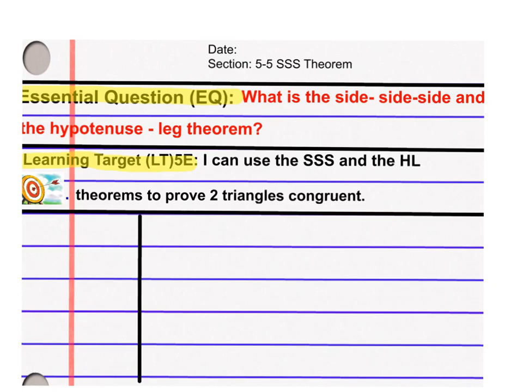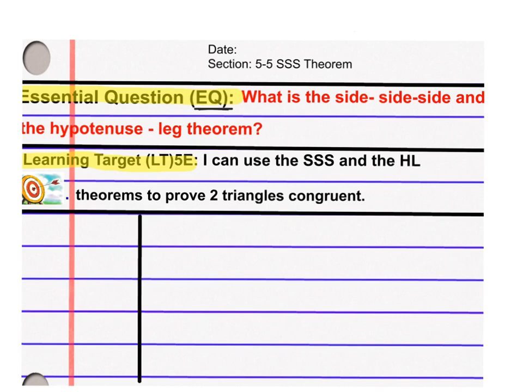All right, this is Ms. Triangle. This is the SSS theorem, the side-side-side theorem. So start by putting the date and the topic, side-side-side. I abbreviate that as SSS theorem. It is another shortcut for proving two triangles are congruent.